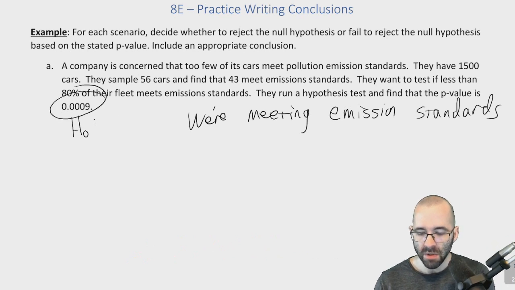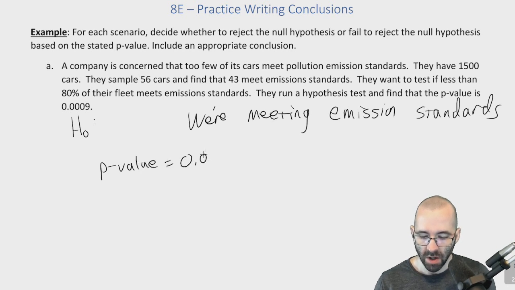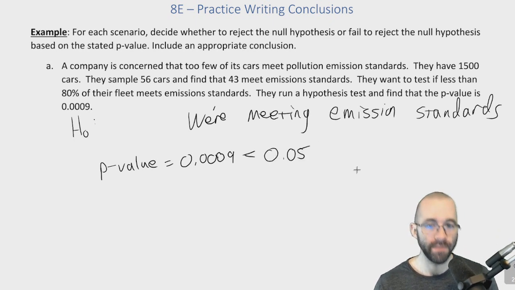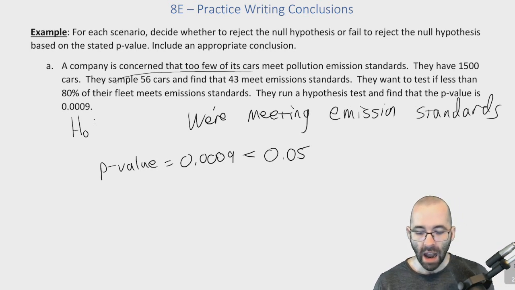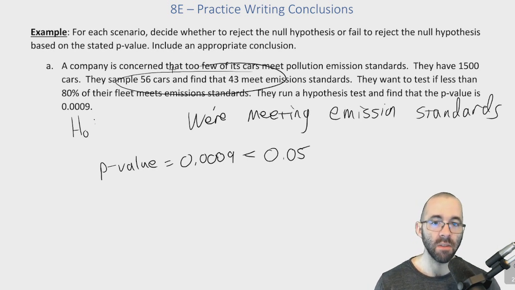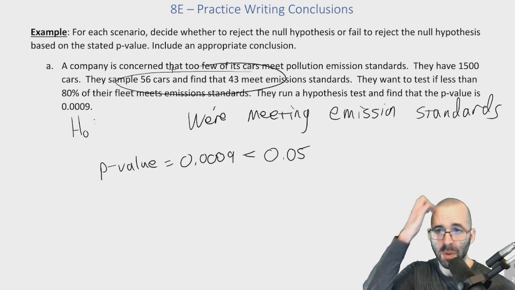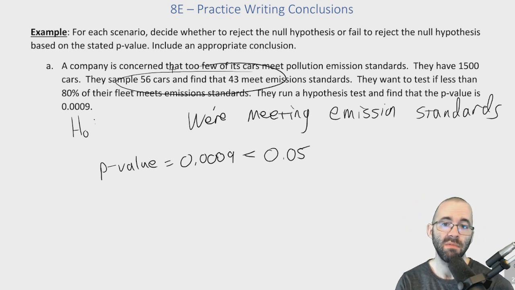So we found that the p-value was this small guy over here. P-value 0.0009. Is that less than 5%? Yep. The p-value is small. It is very unlikely that we could be meeting emission standards and get so few of our cars passing the test. Or it's possible that we have 90% success and that none of them pass the test. You just have to get the 10% 56 times, which would be very rare but possible.